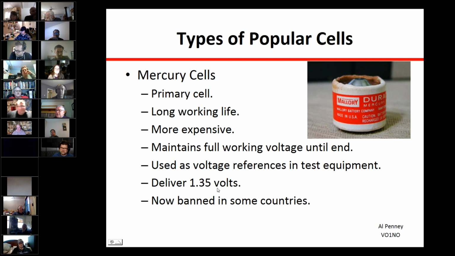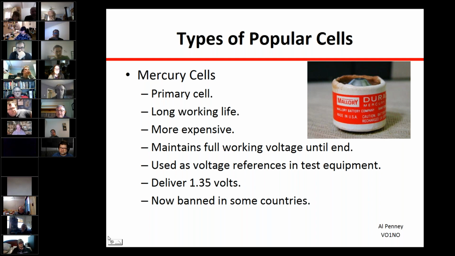They deliver 1.35 volts, but they've got mercury. They're banned in Canada, they're banned in a bunch of countries, and they're very hard to find. I can't ever recall seeing a mercury battery, and you probably won't see them now either, unless you're working on some old test equipment.